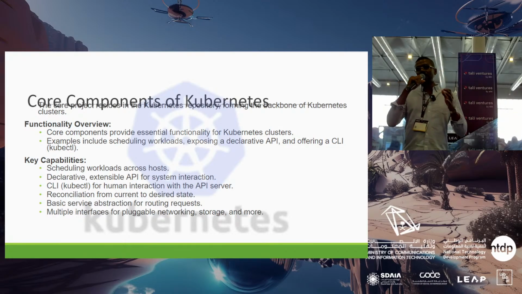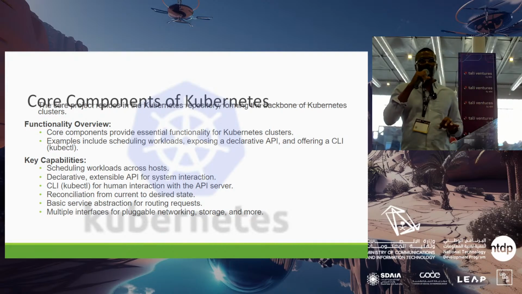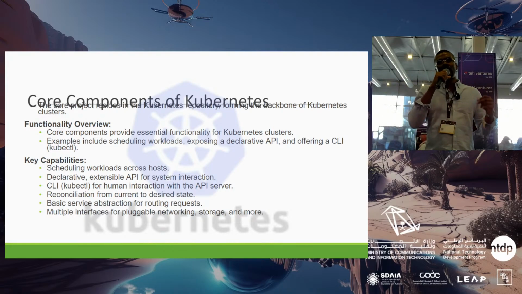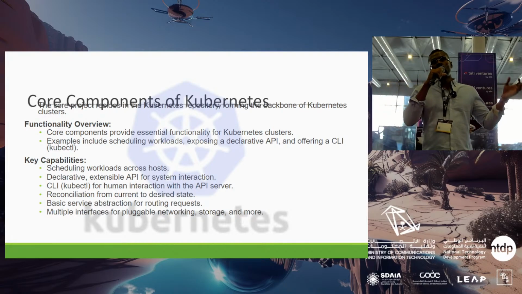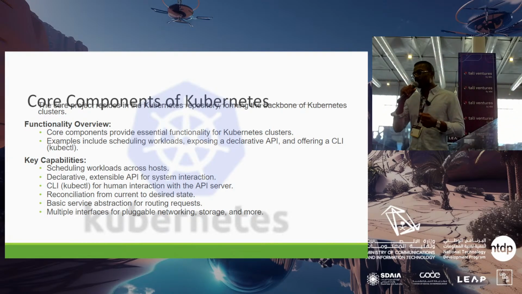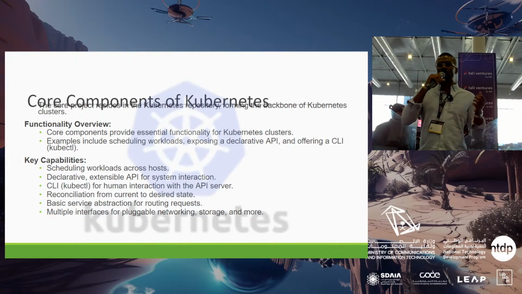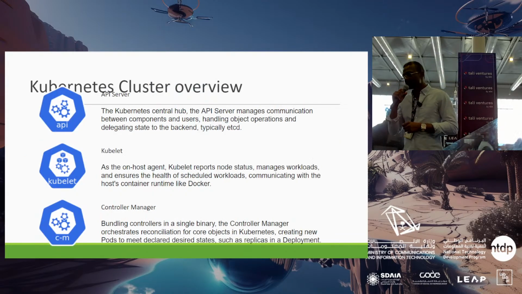Kubernetes also has a command line interface, which you can talk to Kubernetes directly from the command line. You can ask it questions like, hey, tell me the status of all the pods in my deployment, or tell me the health of my infrastructure. And basically it has basic routing capabilities, right? Let's go to the next slide.